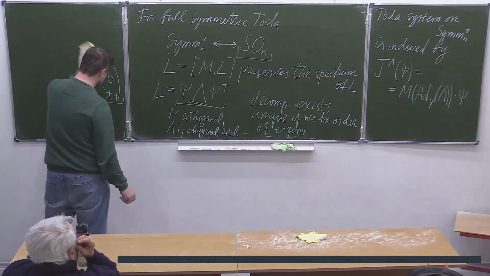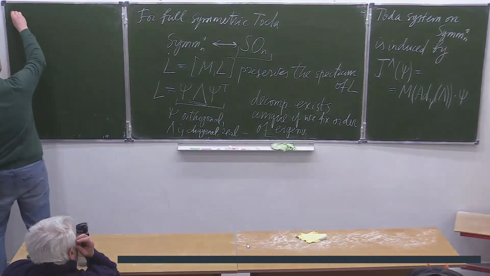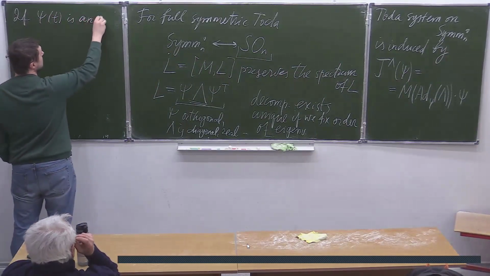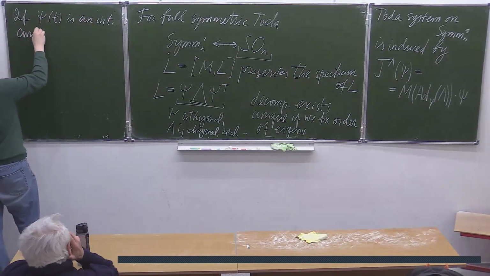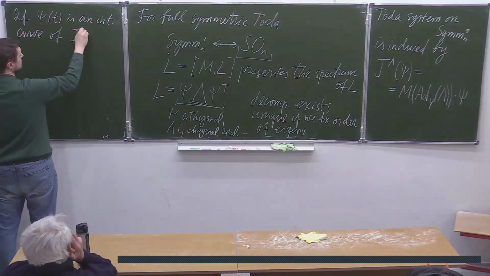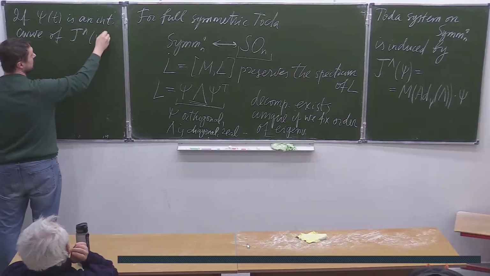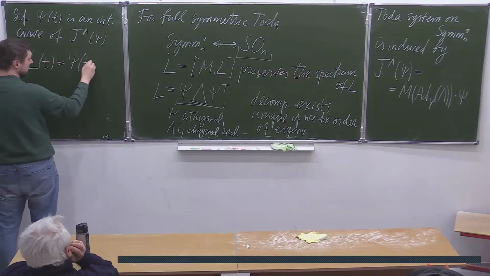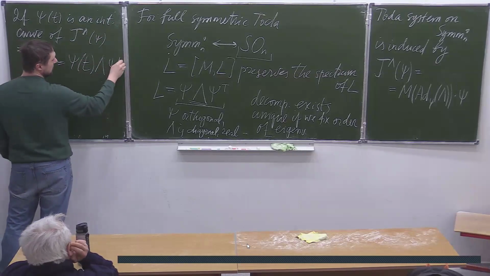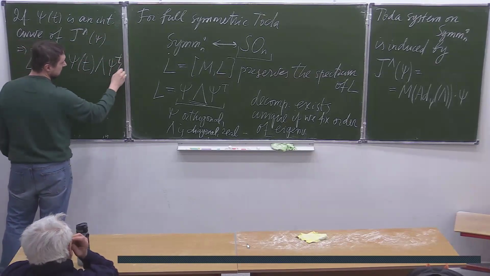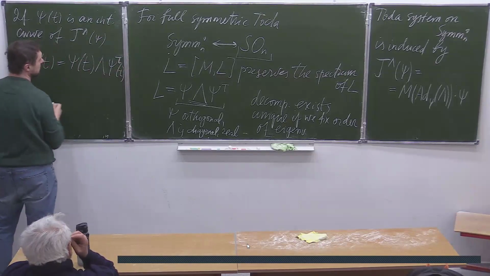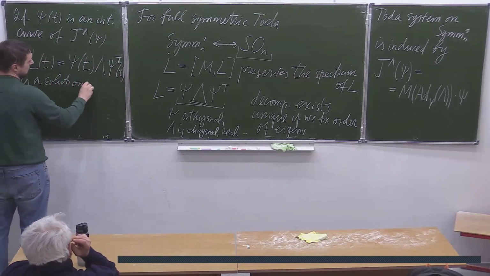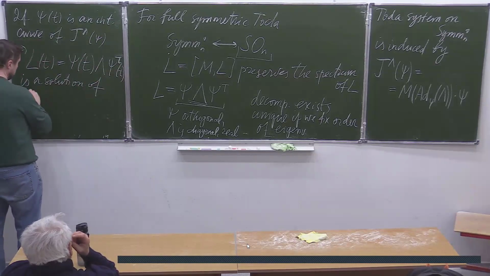It is easy to see now that if psi of t is an integral curve of this vector field T lambda of psi, then L of t given by the action of psi of t on lambda, psi transposed of t, will be a solution of the Toda system.